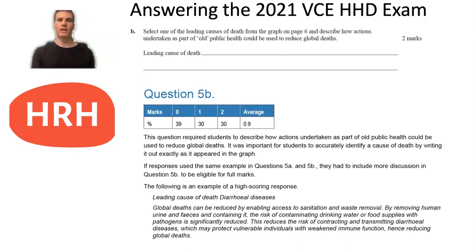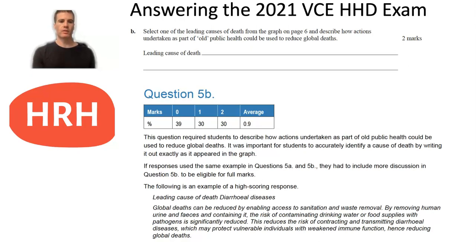Then B, for 2 marks, was asking you to select one of the leading causes of death from the graph on page 6 and describe how actions undertaken as part of old public health could be used to reduce global deaths. Because I mentioned previously that old public health focused mainly on infectious diseases, it was probably best to choose an example from the graph that was a communicable disease, so it could be transmitted from one individual to another, because then you could have given some examples that were part of old public health to link that to reducing global deaths.